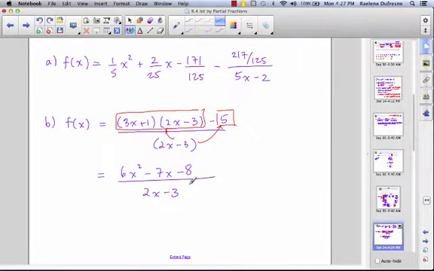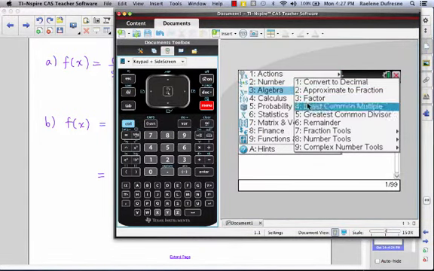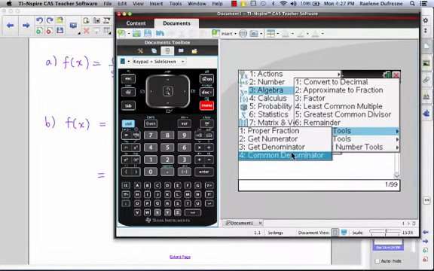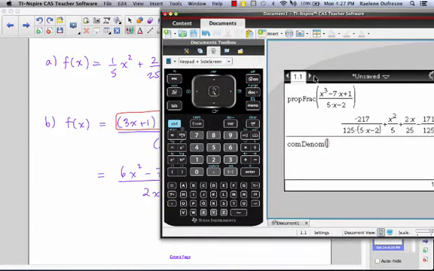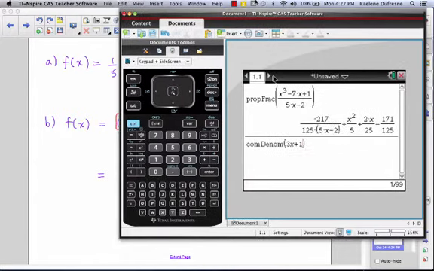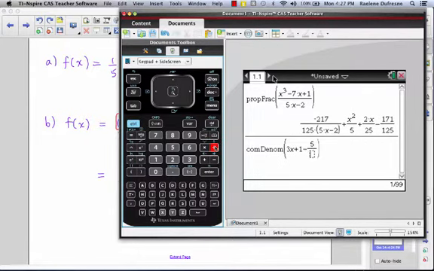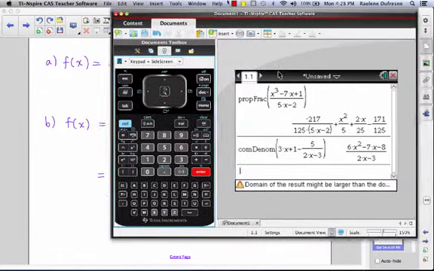So we can actually use a function on the calculator to reverse the process of proper fraction, which, if we take a look in the menu and we go to the number and fraction tools, it looks like common denominator. So if we want to get a common denominator between, let's see, what did we start with? 3x plus 1 plus a negative, so minus 5 over 2x minus 3, we end up getting 6x squared minus 7x minus 8 all over 2x minus 3.